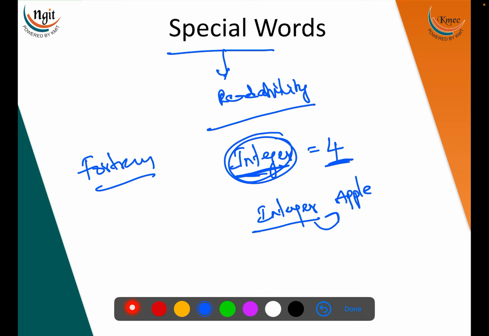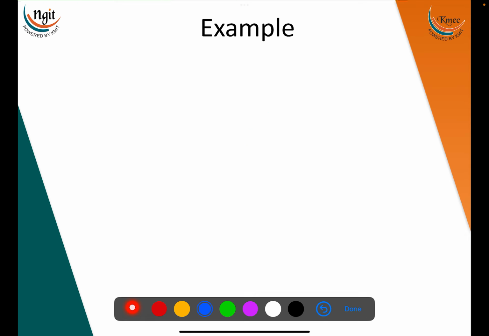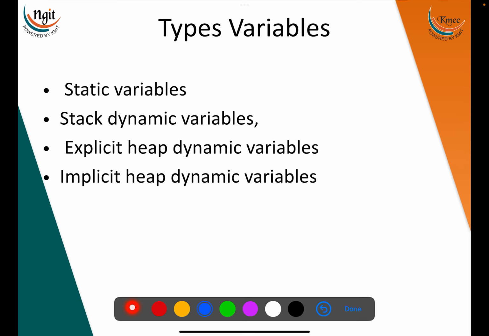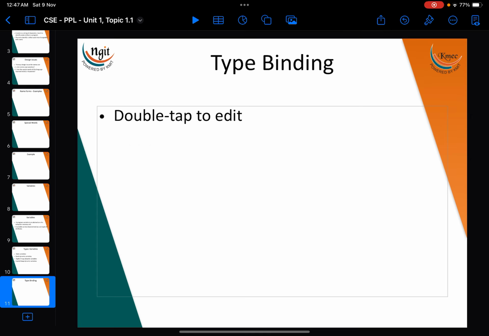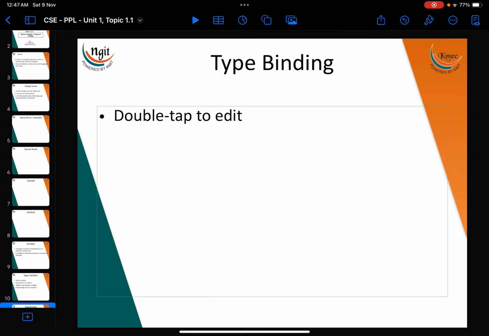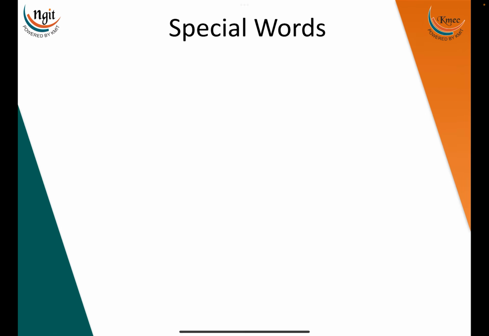And not only this kind of thing, we also have reserved words. A reserved word is a special word of a programming language that cannot be used as a name. Correct? Now, keywords can be used as a name.